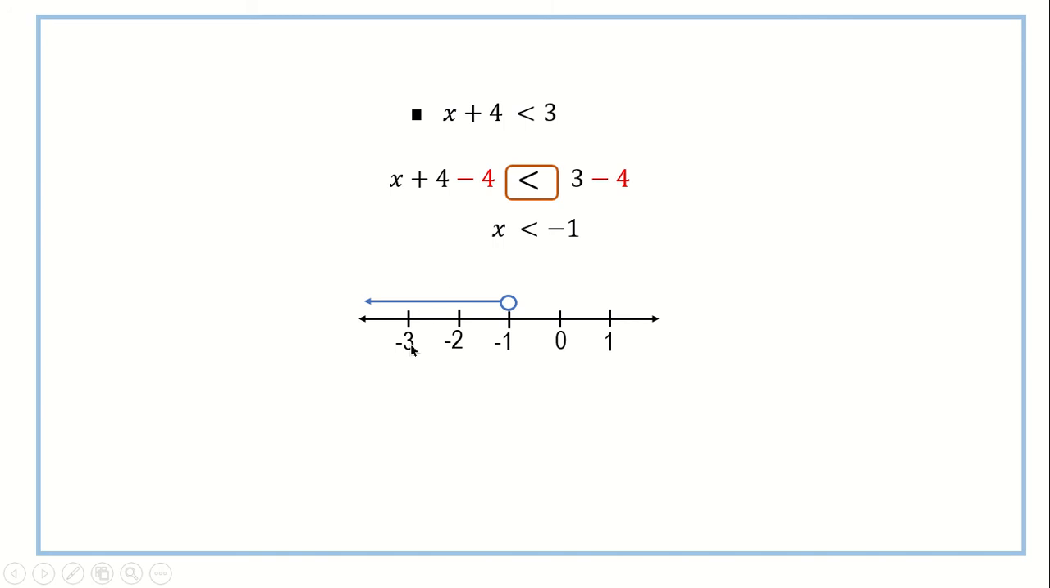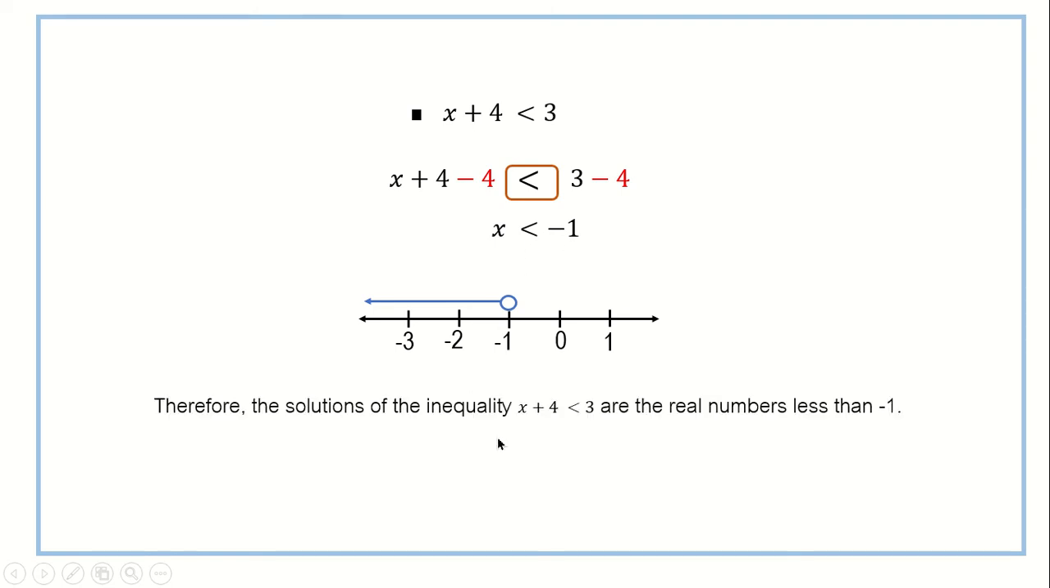If we substitute x with negative 3, we have negative 3 is less than negative 1, which is correct. You see?